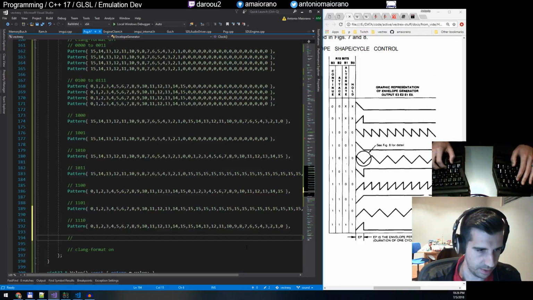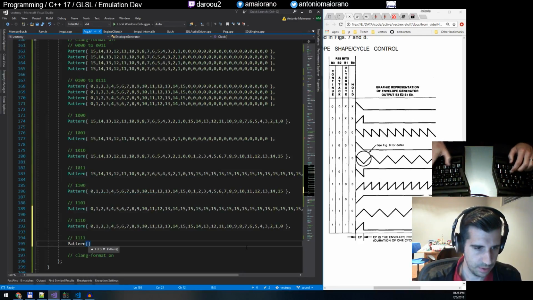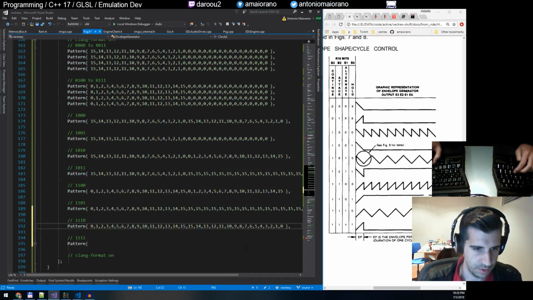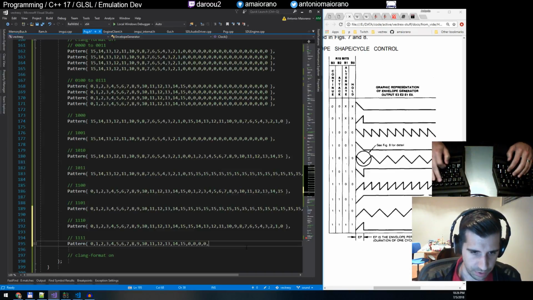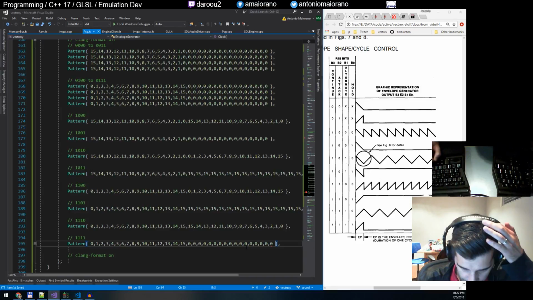And finally, our last pattern, as we go up and then we hold 0, which is actually what I had written before, I think, when Pyro pointed out my mistake. 1, 2, 3, 4, 5, 6, 7, 8, 9, 10, 11, 12, 13, 14, 15, 16, 17. Let's just see.